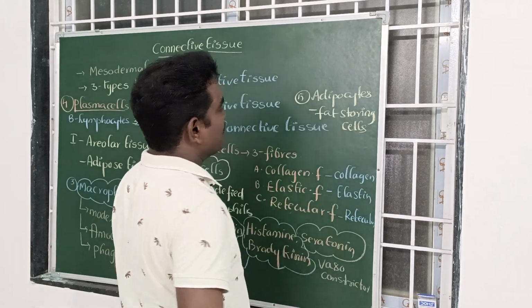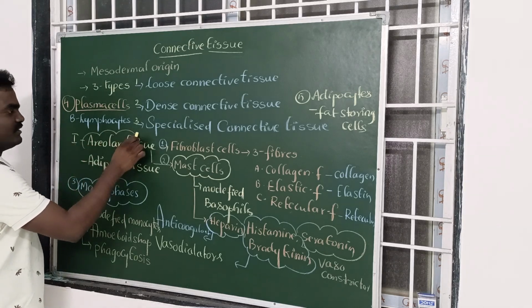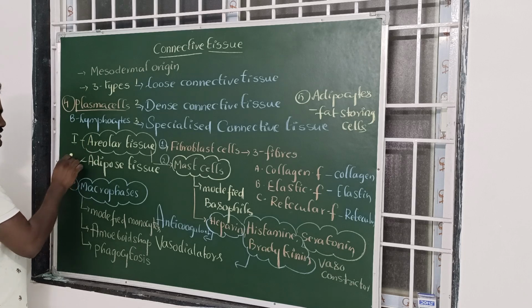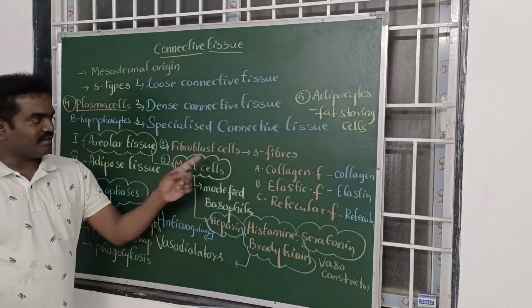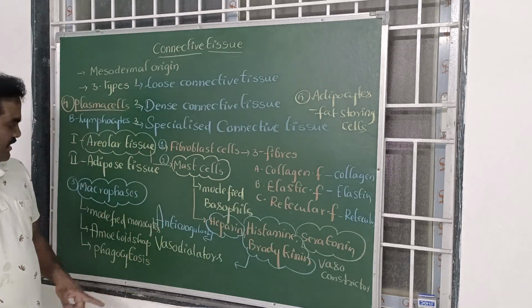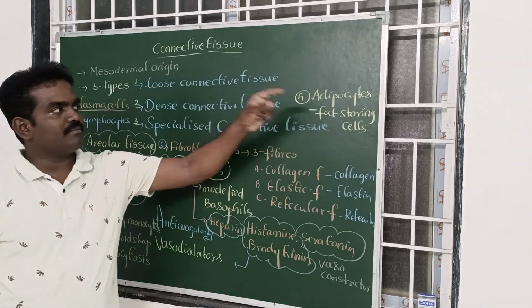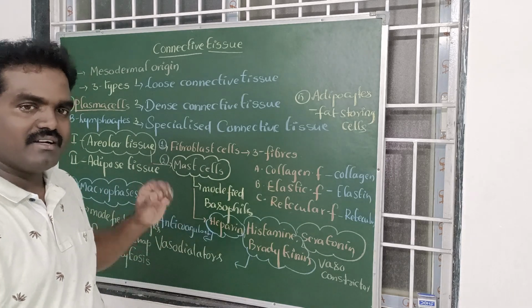So this is about areolar tissue. I have completed areolar tissue. The next one I want to discuss, the second type, is adipose tissue. Under areolar tissue, we completed fibroblasts, mast cells, macrophages, plasma cells, and the fifth type, adipocytes. We will discuss adipose tissue later.